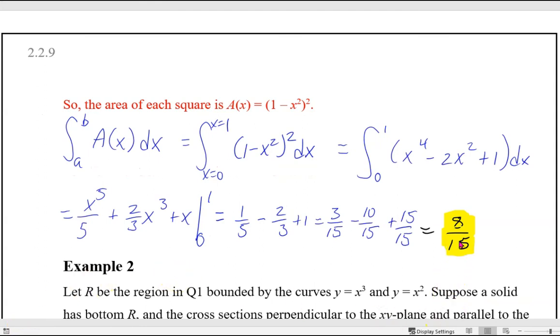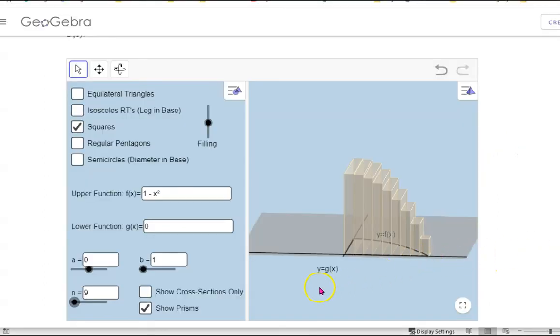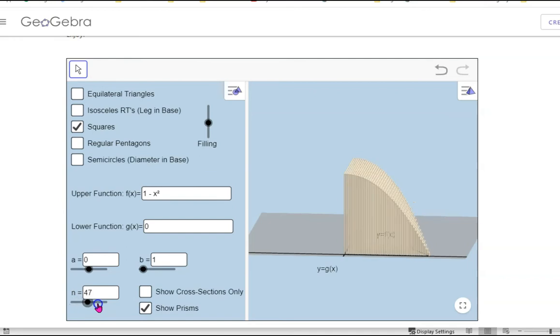Hopefully you also got the result that the volume of that space is 8/15. Let's take another look at it in our picture and see what it looks like as we increase the number of boxes going towards infinity. We're now up to 4,778 boxes. Do you see that shape starting to develop?